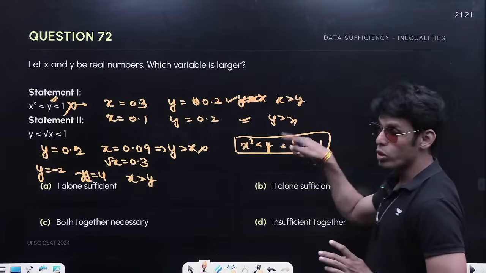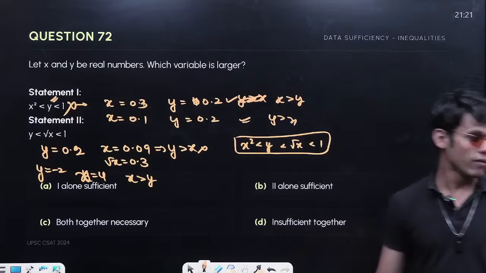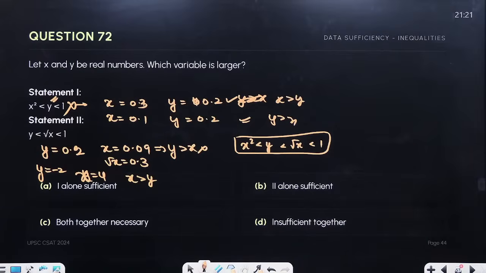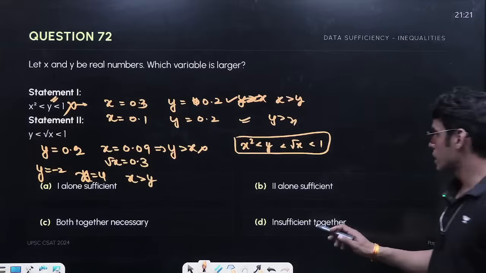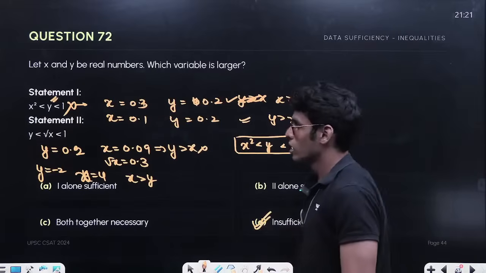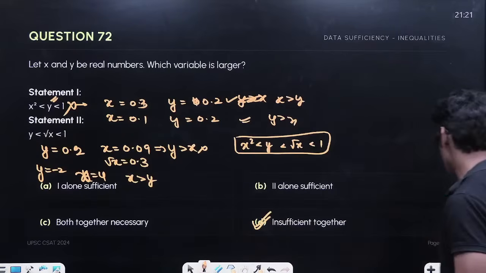You are getting both types of things: x is greater than y and y is greater than x. Both types. So in my opinion, this was a very, very difficult problem, right? So in this, the statements are insufficient together. The answer is going to be D again.